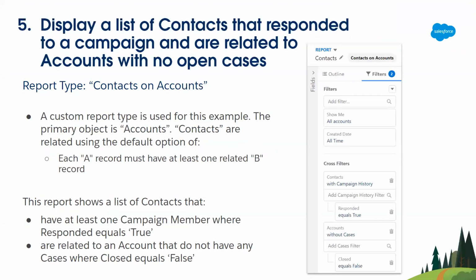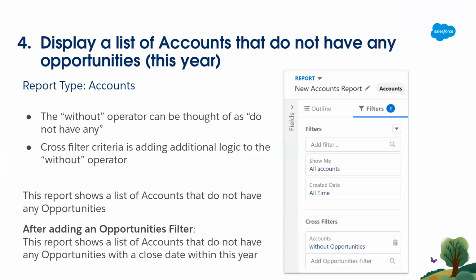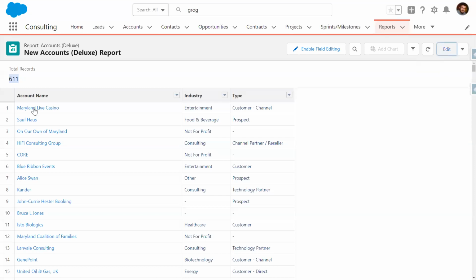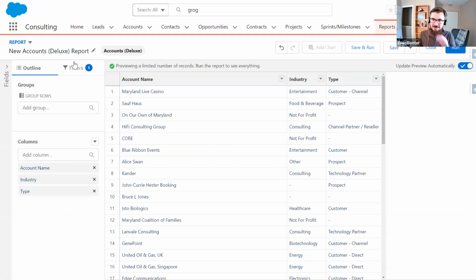Hey. Oh, these reports are so interesting. I guess you could make it a little more expansive and say, okay, what were the accounts that had opportunities a year ago or 2 years ago, but not now? Oh yeah, let's do that.